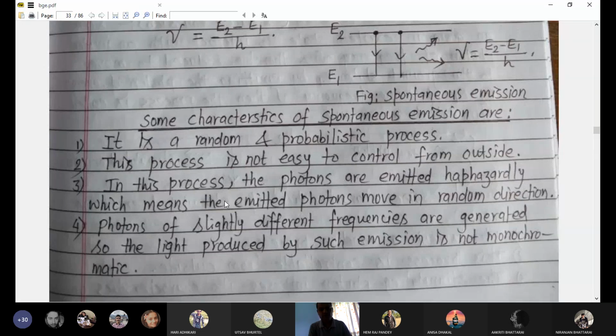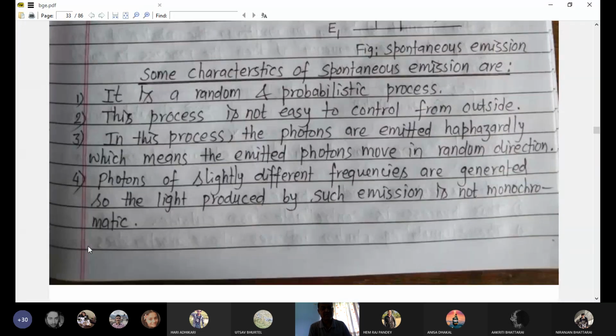And number 3, in this process, the photons are emitted haphazardly. That means they move in random direction. This is also the major characteristic of spontaneous emission. They move in random direction because the photons are emitted haphazardly in case of spontaneous emission.